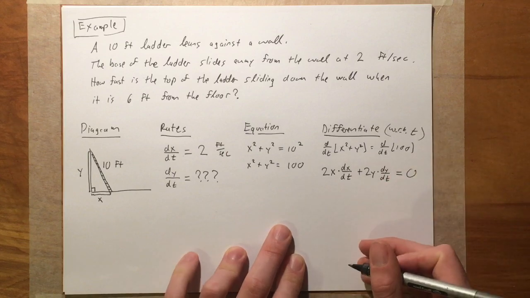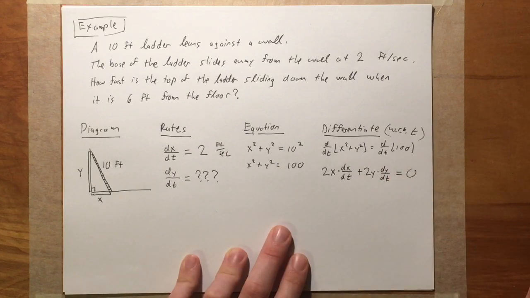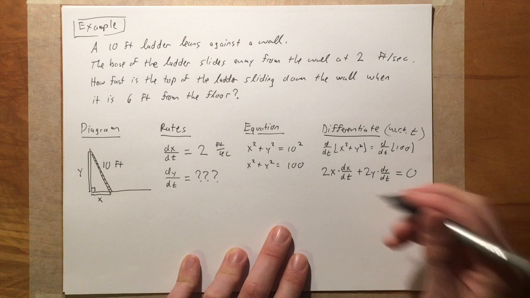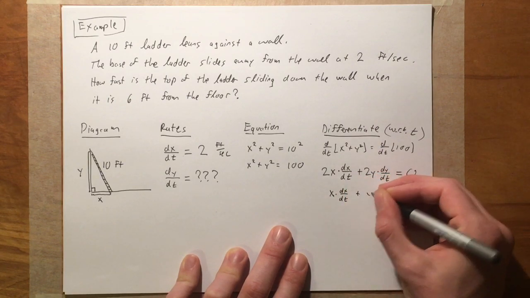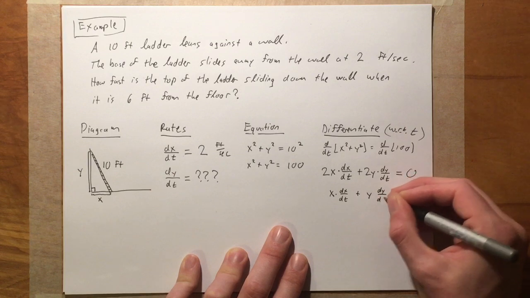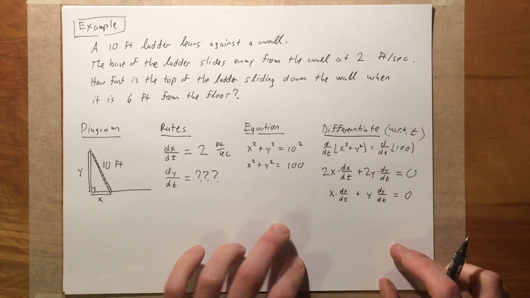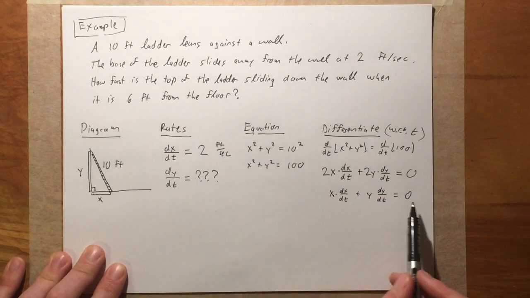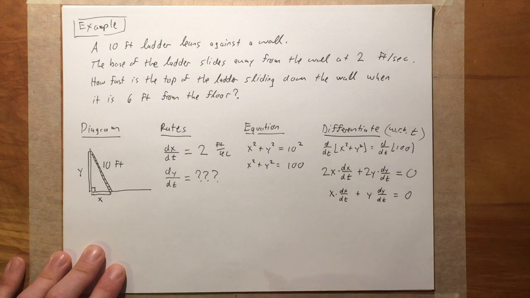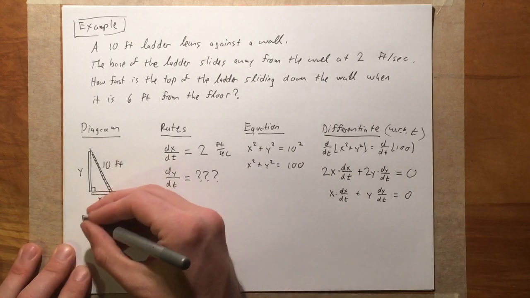I'm going to clean this up a tiny little bit. I'm just going to divide both sides by 2 to simplify. So I'm going to have x times dx over dt plus y times dy over dt still equals 0. So there's my differentiated version. I started with an equation, and then I differentiated that equation, and now I have a new equation that involves both variables and rates of change in variables. So the next step is to substitute.